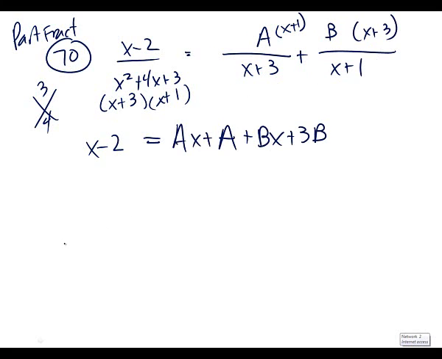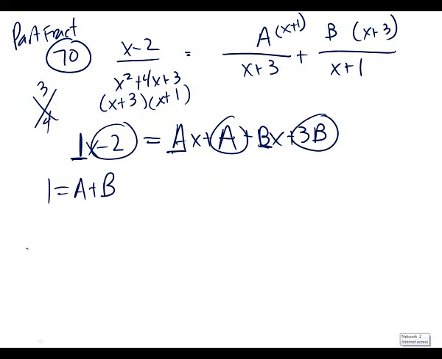Okay? Now I need to set up an x equation and a constant equation. So my x equation would be what? Without the x's in it. 1 equals a plus b. Good. And then the constant equation would be what? Negative 2 equals a plus 3b.